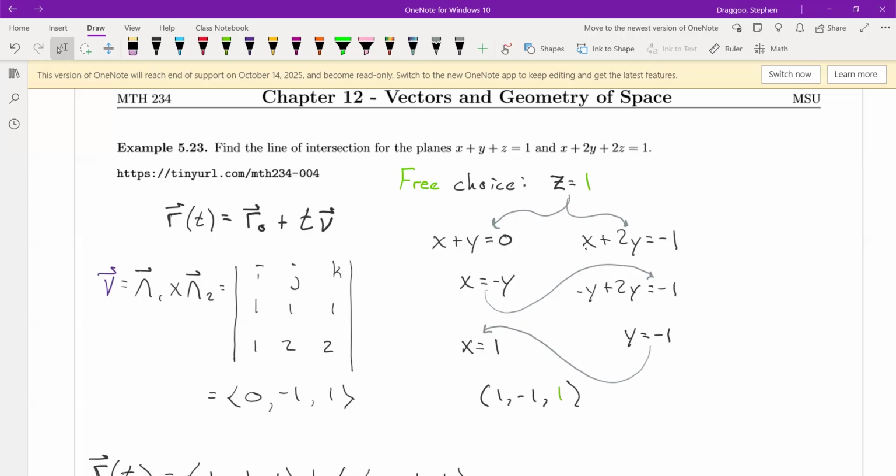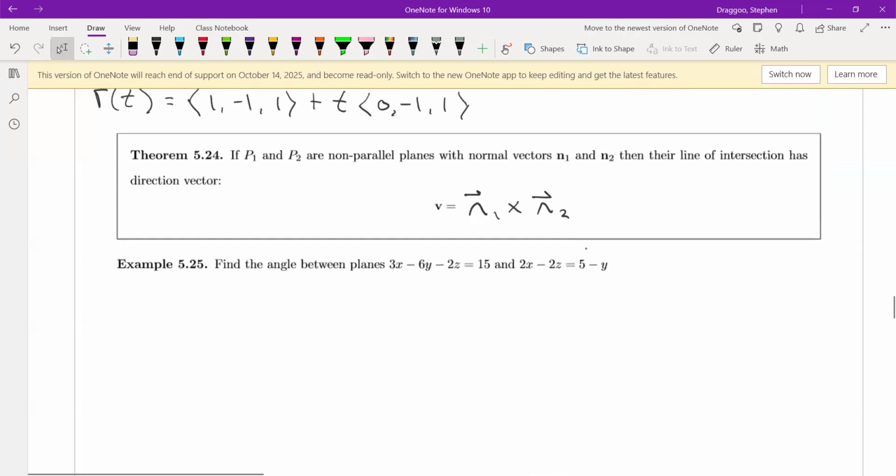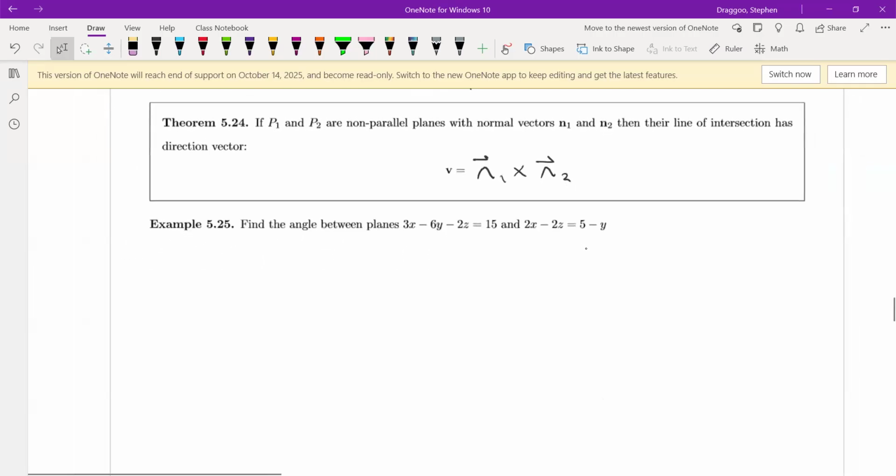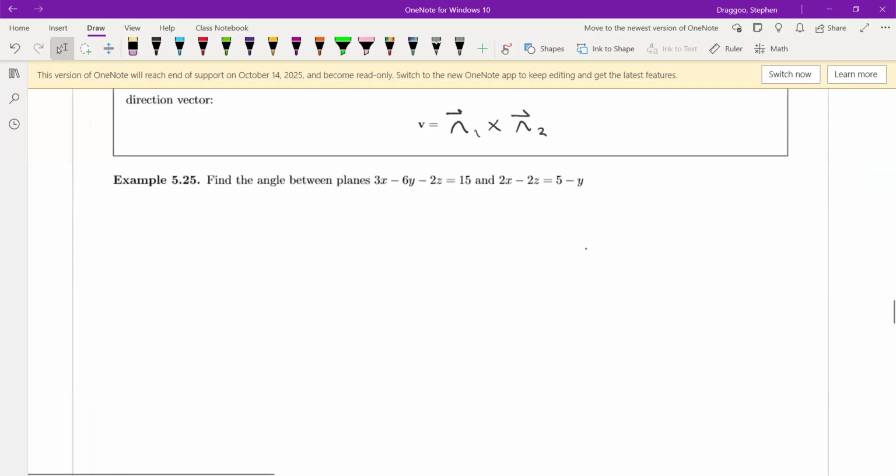And then that way you will know if one of those entries is 0. That means that variable won't be changing. So in this case, we can see x always has to be 1 in order to get this equation to work. But yeah, right. If we're looking for two non-parallel planes, their line of intersection is the direction vector of the cross product of those two things.